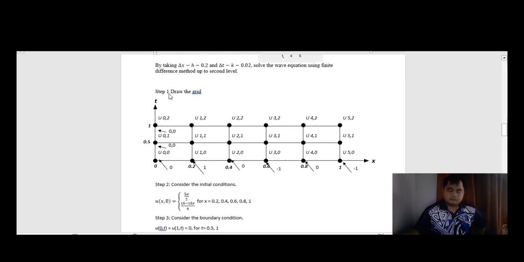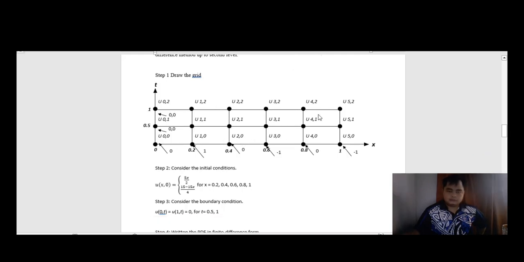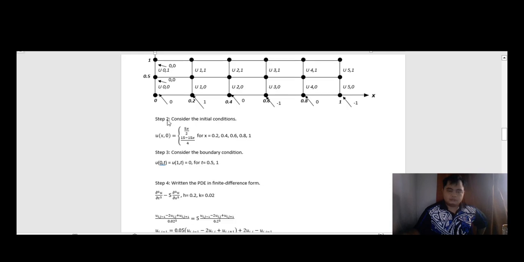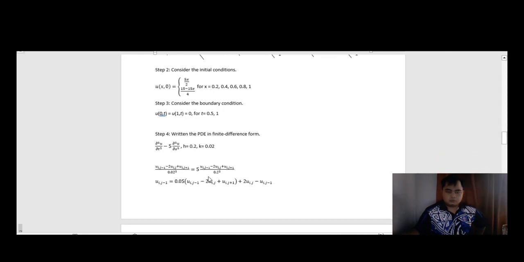Okay, this is the grid level. Consider the initial condition: u(x,0) equals 0, 0.2, 0.4, 0.6, 0.8 and 1. For step 3, consider the boundary condition. This is for t, which is 0, 0.5 and 1.